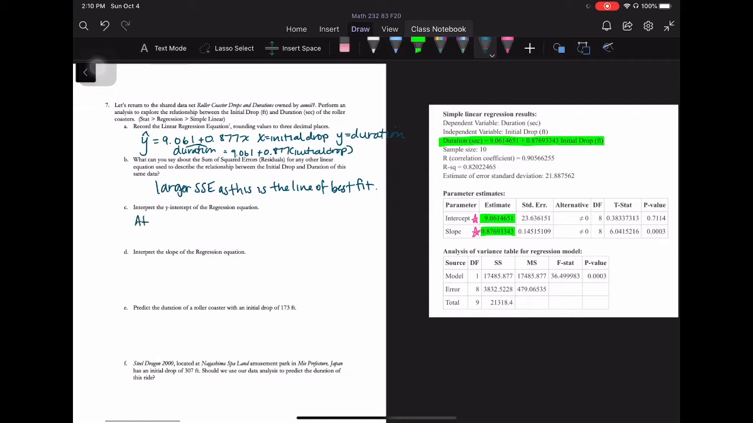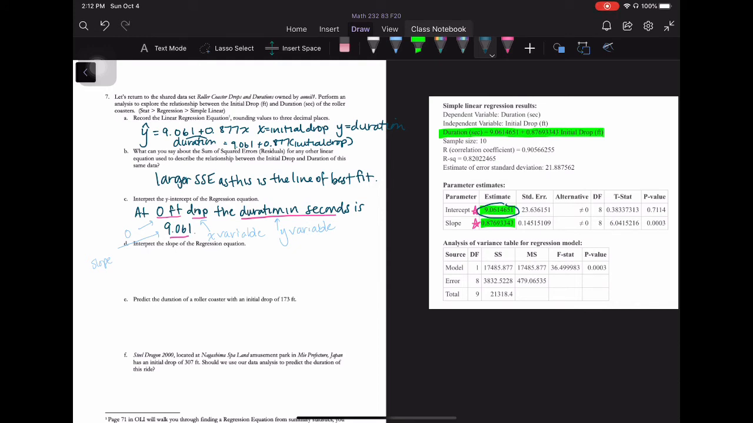We would say at 0 feet drop, the duration in seconds is, and we pull that intercept value of 9.061. I'm going to underline for you here, here, here, and here. Those are the things that get replaced when you're using your equation. So this is always zero, but then we're talking about drop is our x value, and this is our y variable, I should say x variable. And this is our slope. Whatever question you're talking about, you would just change out those values.